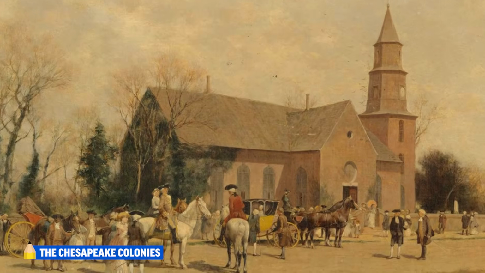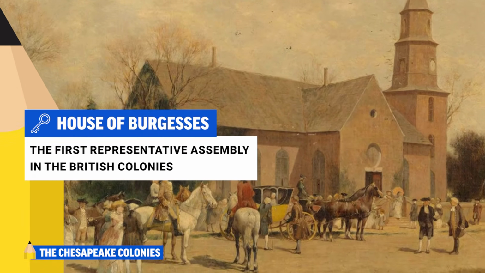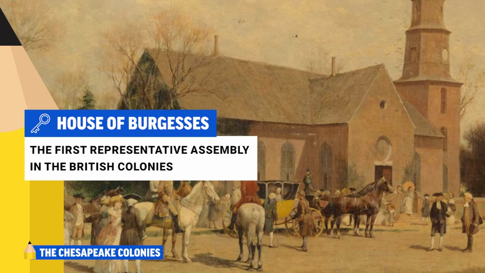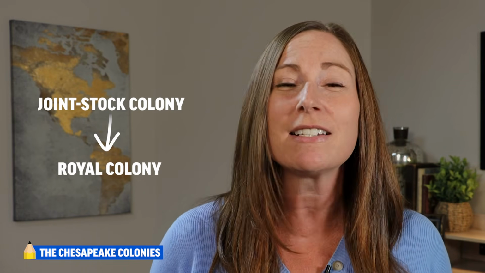As Virginia grew, the colonists established what's known as the House of Burgesses, which is the first elected legislative body in the colonies. This sets up a tradition of self-government and is one of the long-term causes of the American Revolution. Despite being founded as a joint stock colony, Virginia transitioned to a royal colony in 1624.